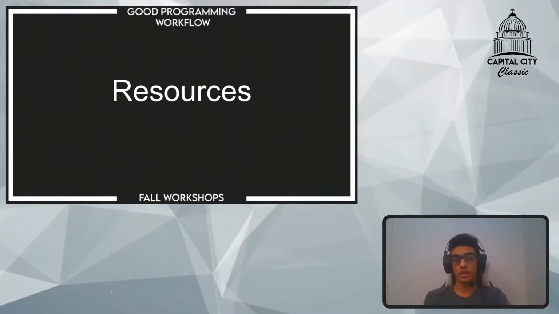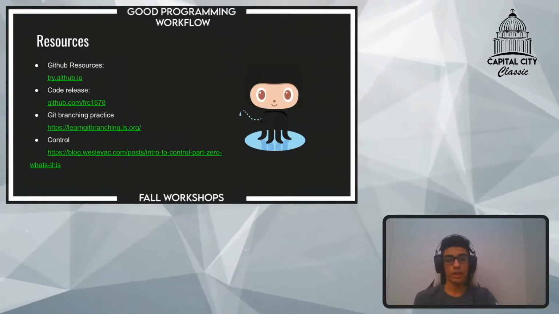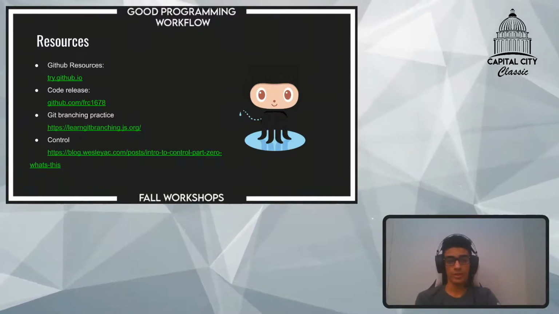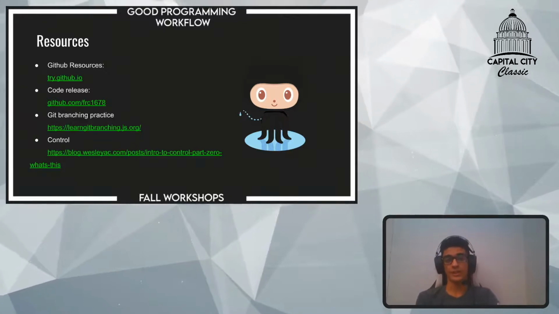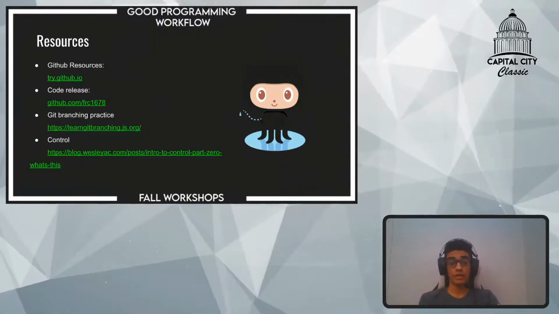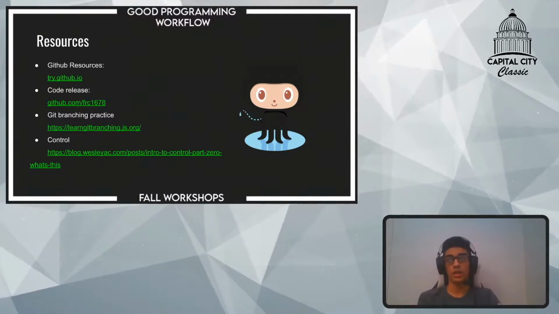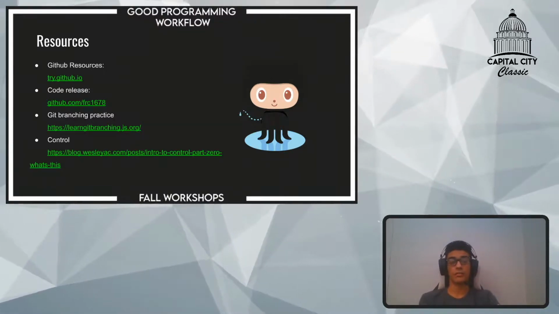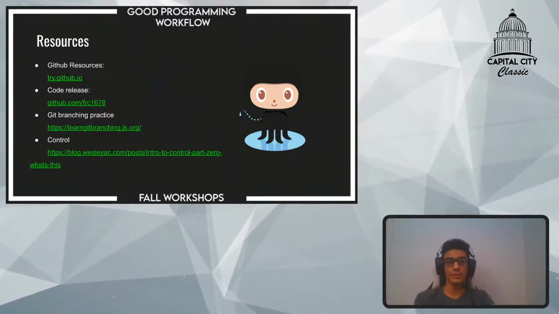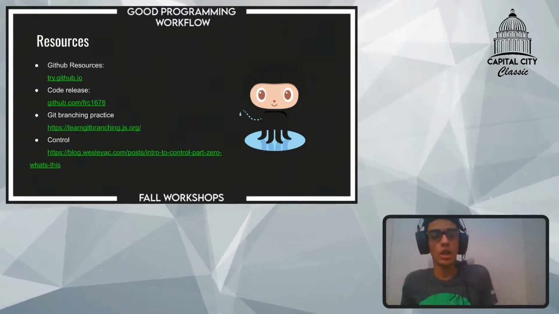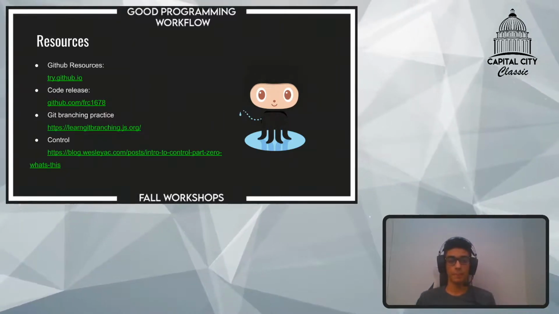So here are some resources that you can use that we found pretty helpful. The first one, try.github.io, just goes over a bunch of Git commands. Our code release can be found at github.com/frc1678. If you want to learn how to branch, a really nice website for that is learngitbranching.js.org. That's an interactive practice for using Git. And then if you want to learn more about version control, one of our alumni, Wesley, has a blog post, and the URL is at the bottom.